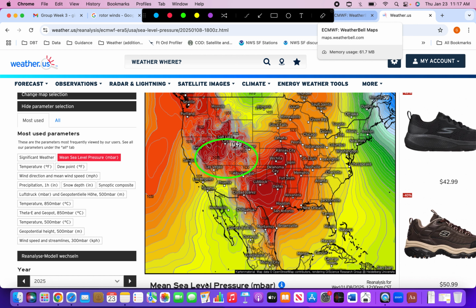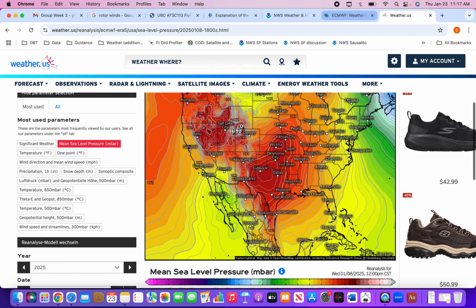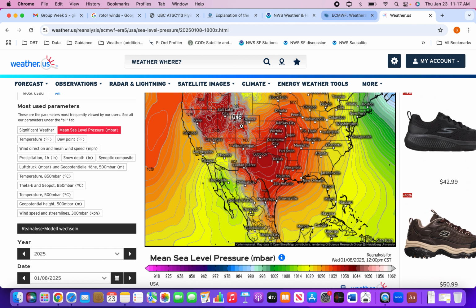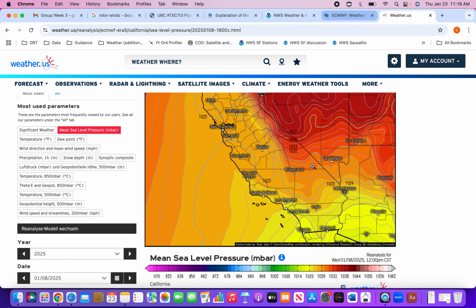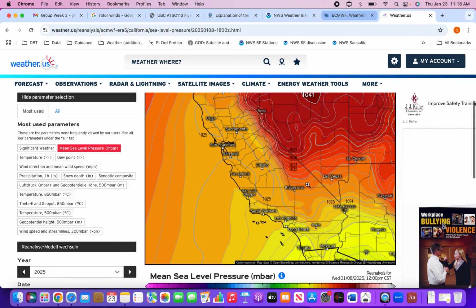If you go down, sorry, my computer's not collaborating with me. If you go down here, these pressures are generally 1038 to 1044 millibars in this whole area in the Great Basin. And you go down to Southern California, you have maybe 1015 or so. Let's see here. Yeah, zooming in. Look at this gradient.